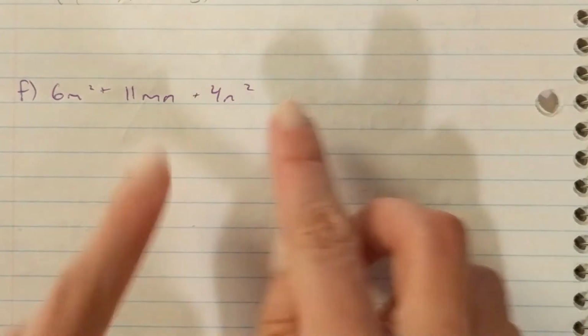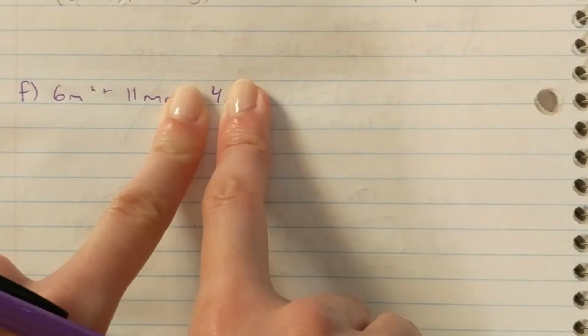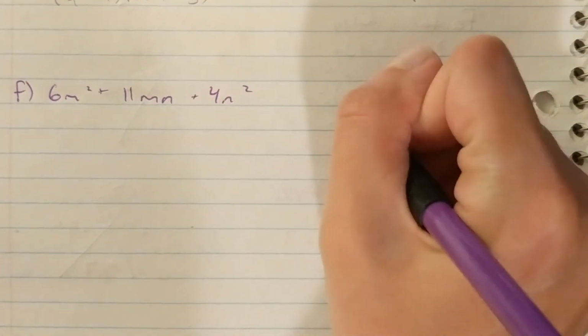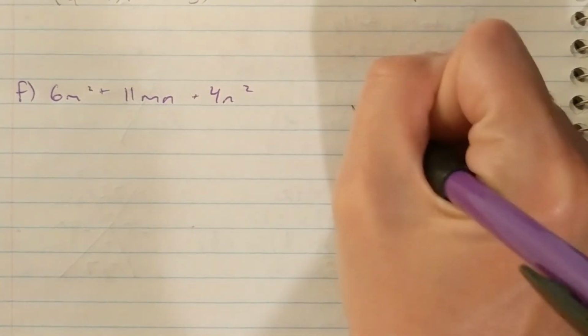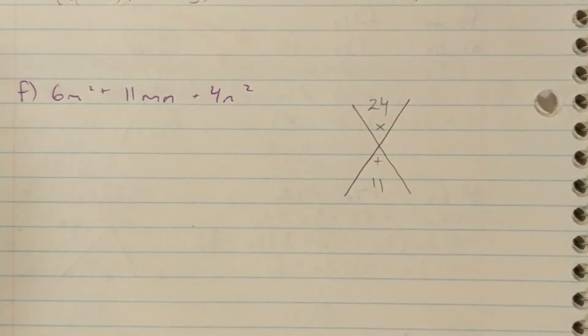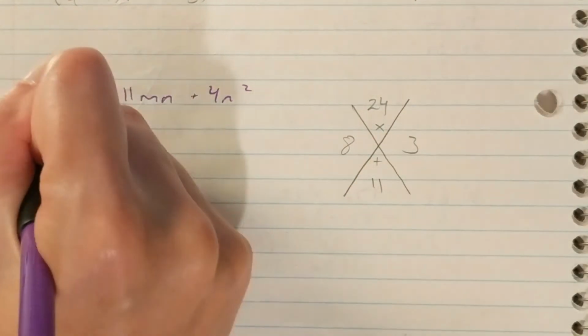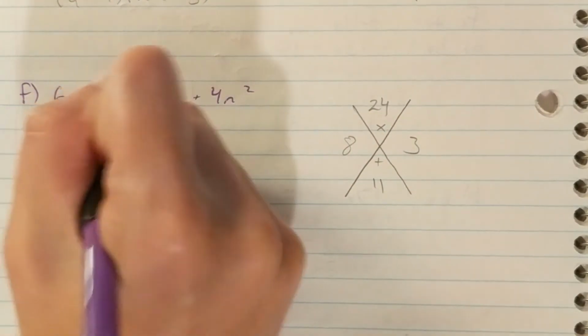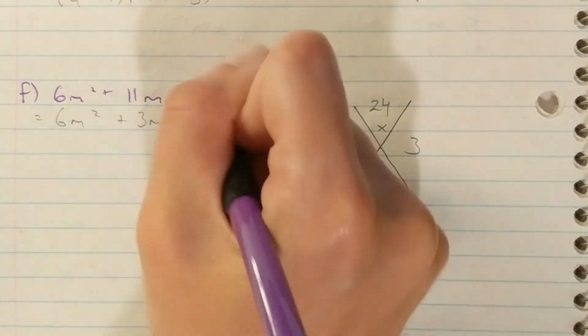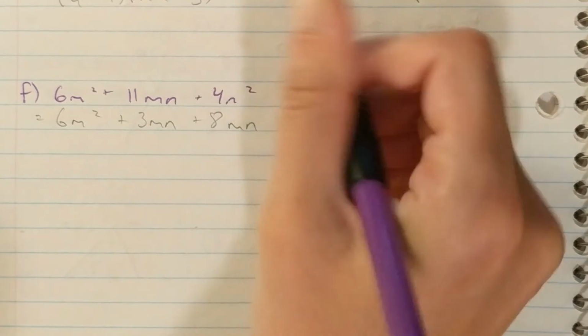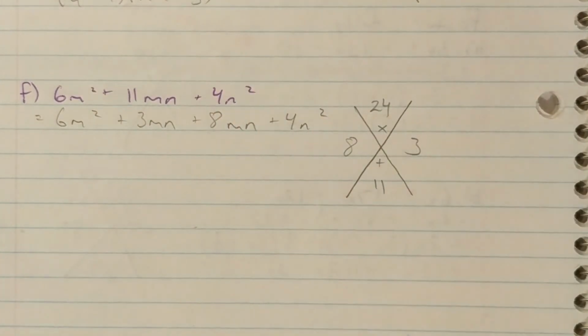And in our final problem here, 6m squared plus 11mn plus 4n squared. So I've thrown two variables at you. Once again, we're going to ignore the n's just for now. I need two numbers that add to 11 and multiply to 24. That's easy. That's 8 and 3. So let's decompose here: 6m squared plus 3mn plus 8mn plus 4n squared.